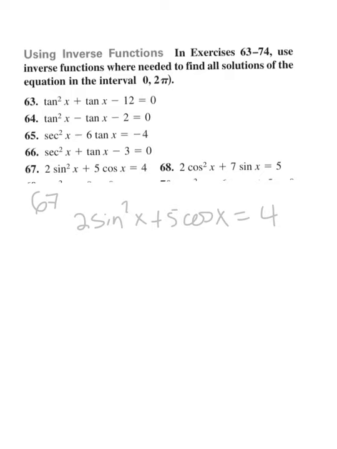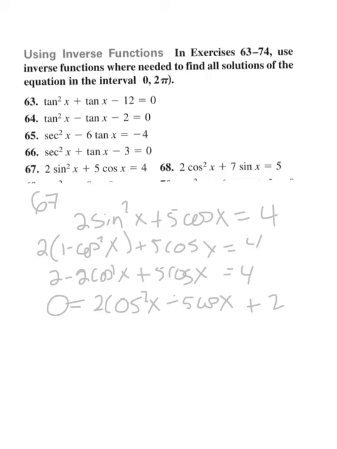Problem 67 caught my eye because it has a little difference. You notice how it has a sine and a cos in it, but fortunately it has a sine squared. So you can rewrite that as 2 times (1 minus cosine squared x) plus 5 cos x is equal to 4. So I expanded it out: the sine squared is 1 minus cosine squared, then I distributed the 2 across it.